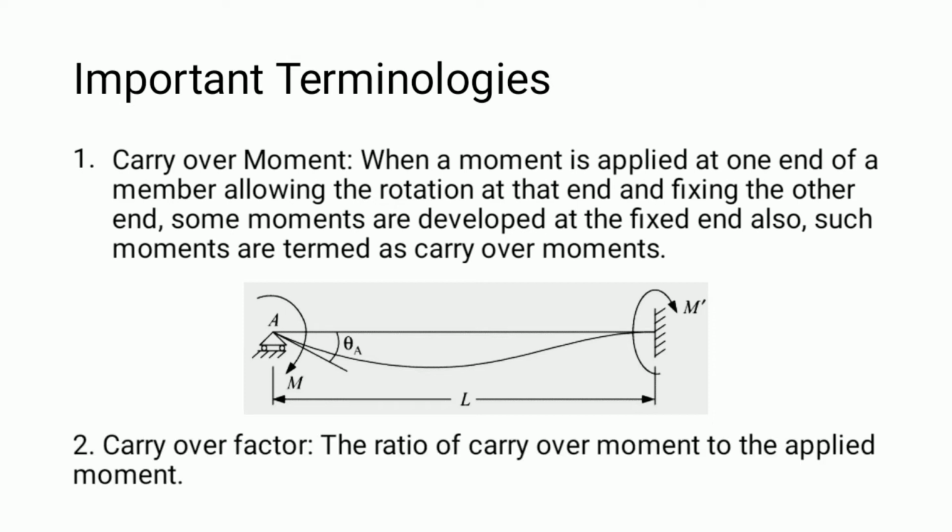The next important terminology is carryover factor. It is nothing but the ratio of the carryover moment to the applied moment. The ratio of carryover moment to the applied moment is called the carryover factor. Here in the above figure, we have represented M as the applied moment and M dash as the carryover moment. So the carryover factor is nothing but M dash divided by M.